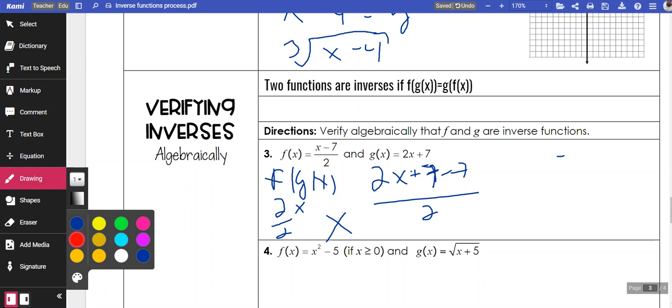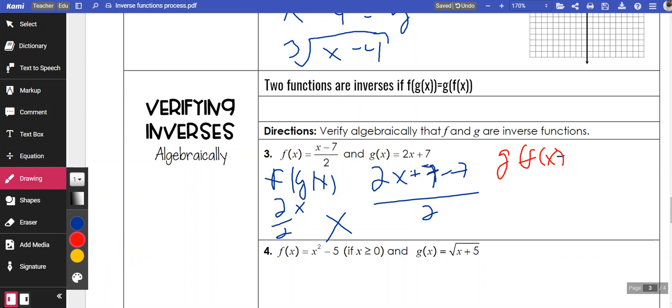Let's find g of f of x. If we find g of f of x, then I'm going to find 2 times x minus 7 over 2, plus 7. That 2 cancels. Negative 7 plus 7 goes away. I get x. So f of g of x and g of f of x both work. So they are, in fact, inverses.